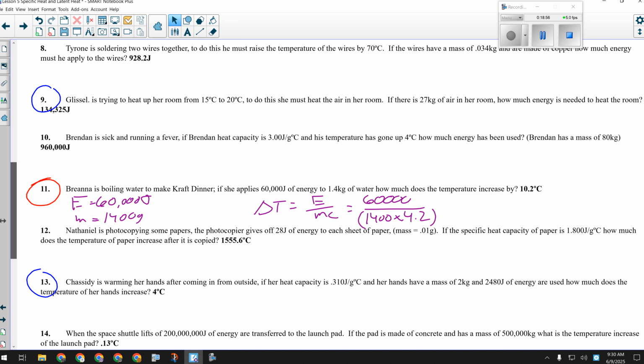So you converted the kilograms to grams. Yeah, you have to. How come for 9 I got it right, but I didn't have to convert it into grams? I don't know. You put in 80 and got 960,000? I don't think so. Not with 80. Oh, on number 9, sorry, from 15 to 20, 27 kilograms of air. Yeah, you still would have had to convert that to grams to get that number, 27,000 grams. That's odd, I got the right answer.